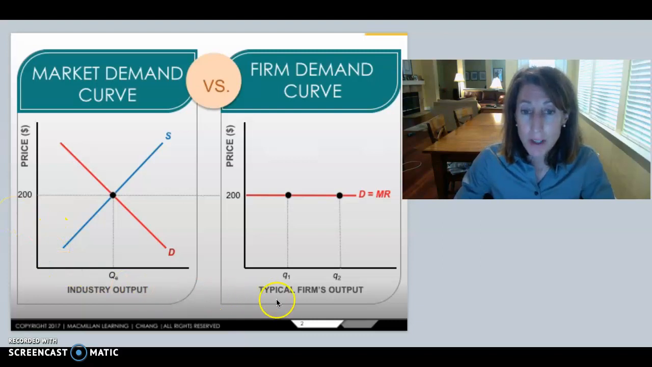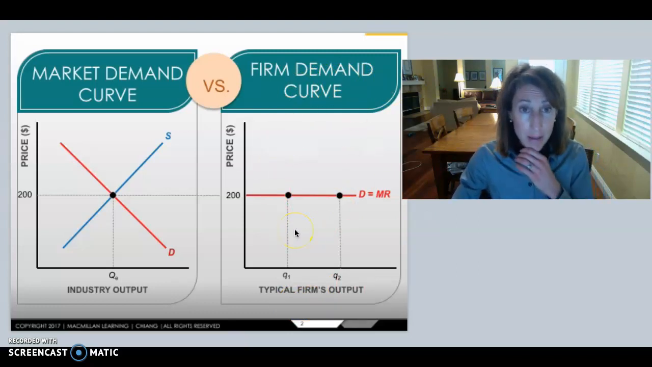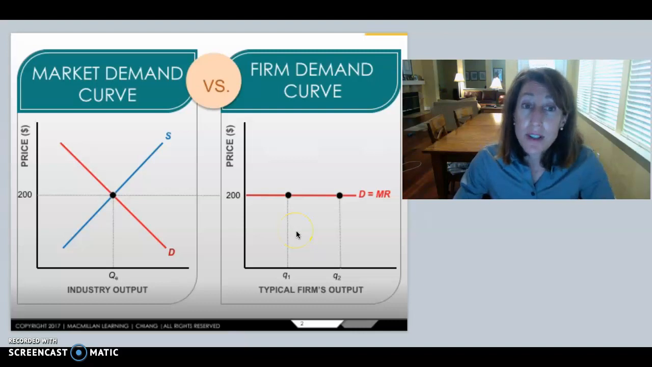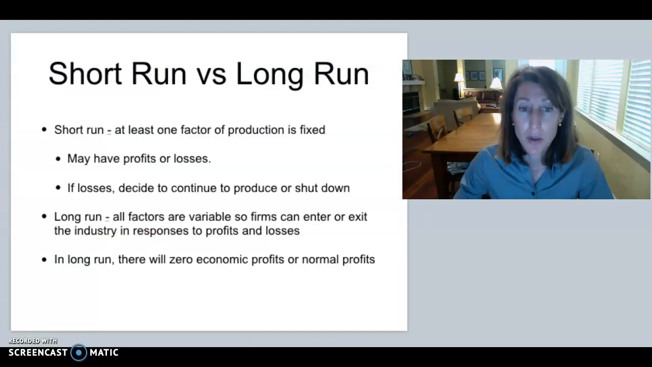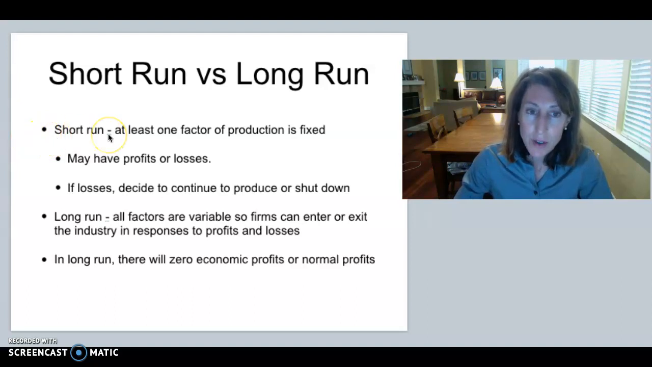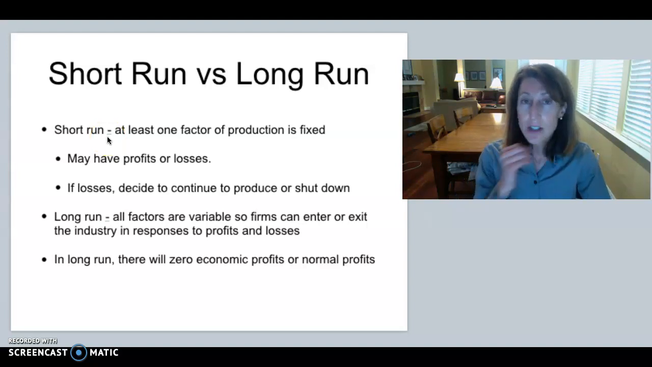Okay, now what we can do is use those cost curves from Chapter 7 and put them on the firm's demand curve to figure out what's the appropriate quantity to produce and how to maximize profits. Before we do that, remember what short run and long run costs and factors are. In the short run, there's at least one factor of production that's fixed. We talked about that. It could be 6 months to a year in general, depends on the industry.